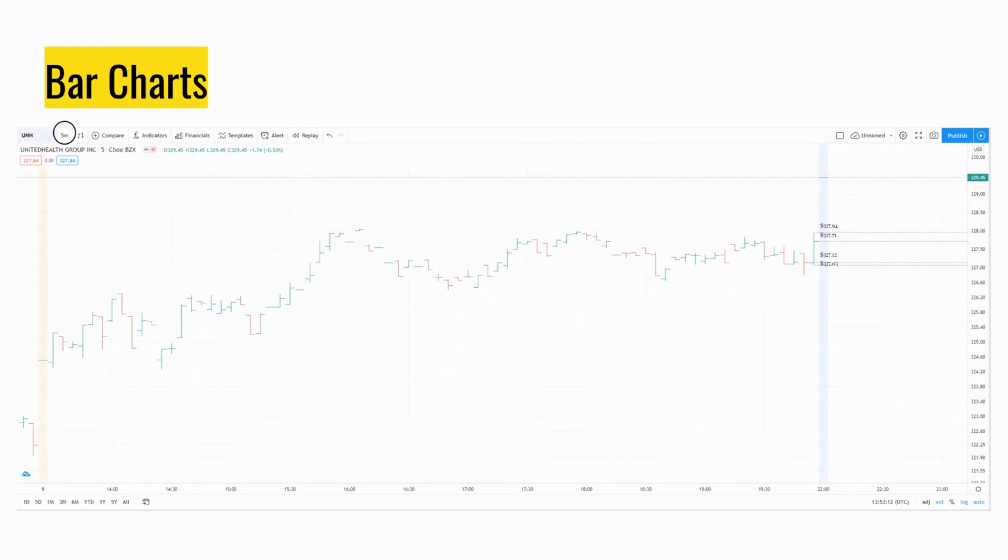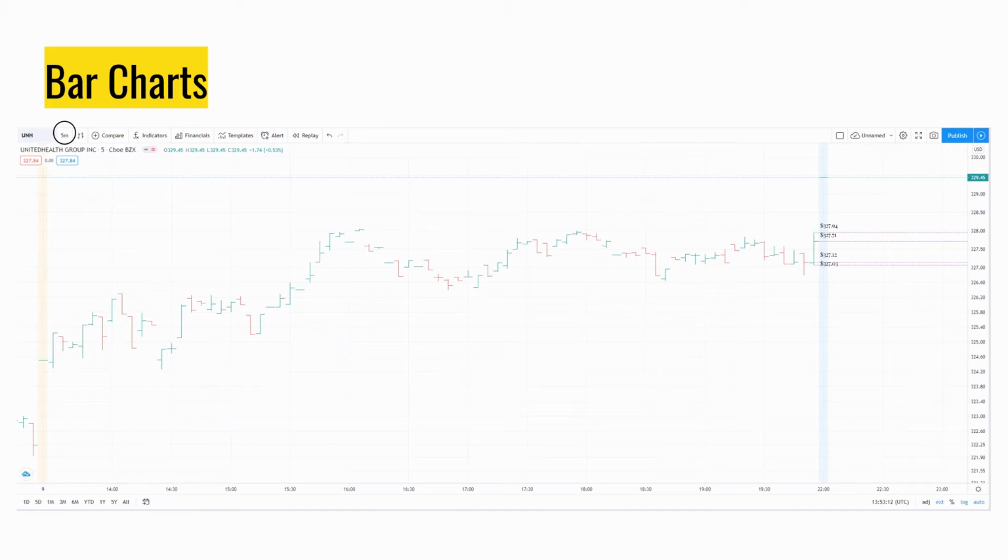The stock we'll be looking at is the United Health Group, and I defined the time period of each bar as 5 minutes as shown in the circle. This means that each bar you will see will represent a 5-minute time frame, so after every 5 minutes, a new bar will be created. When the new bar is created, the price of the bar is known as the opening price.